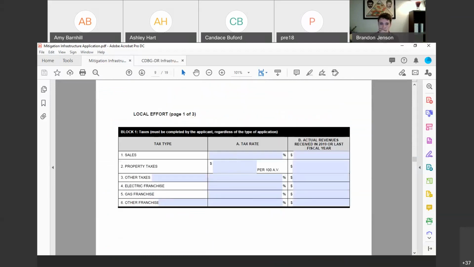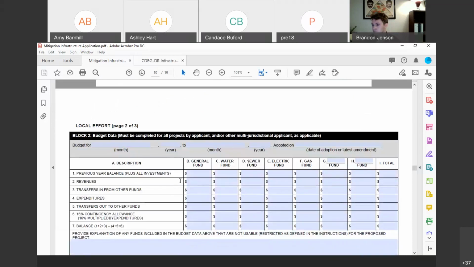This page is, again, fairly self-explanatory. It's just to help us. As we talked about last week, we really want to encourage, especially in these MIT and DR programs, partnerships and leveraging our funds. And so this helps us know what the applicant's tax base is and how much money they're taking in, and that helps us in our calculations to score the application's leveraging score.